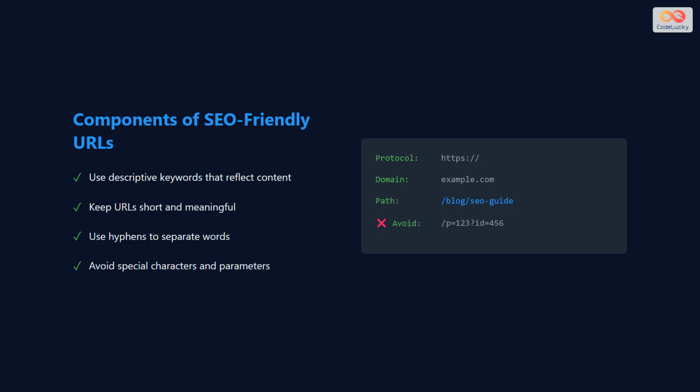Here is the anatomy of a URL: the protocol, which is typically HTTPS, then the domain, for example, example.com, and then the path, which is shown here as /blog/SEO-guide. Avoid using URLs like /p?=123&ID=456, which are not search engine friendly.